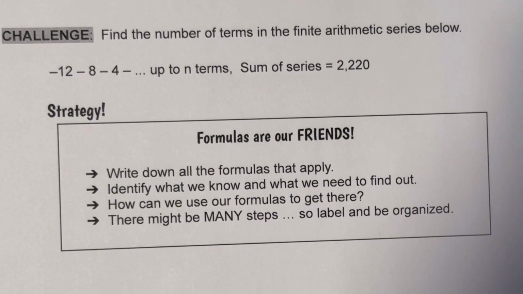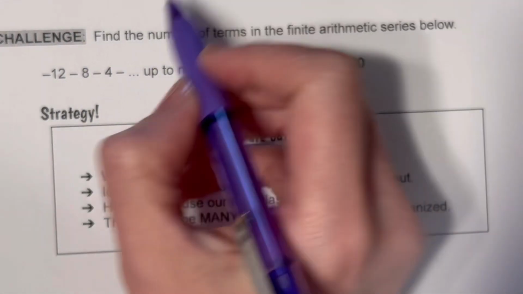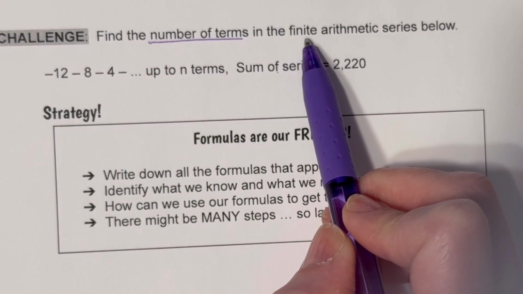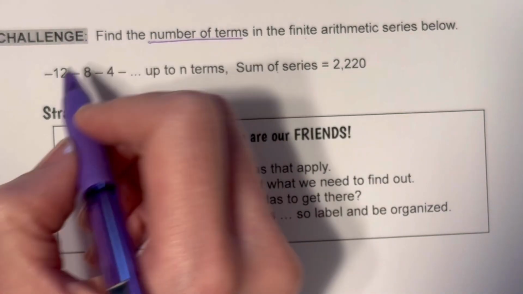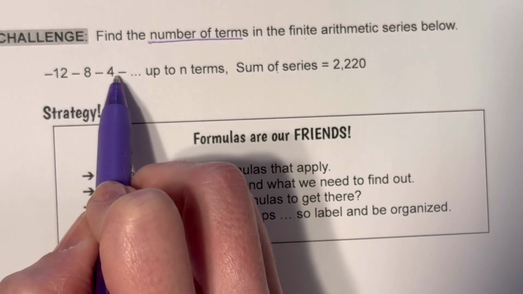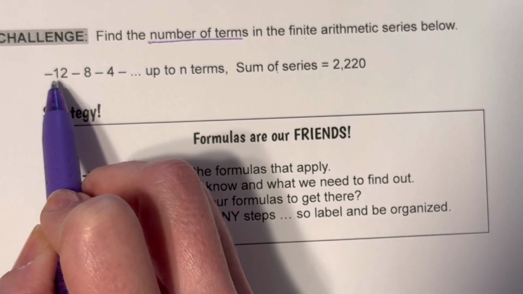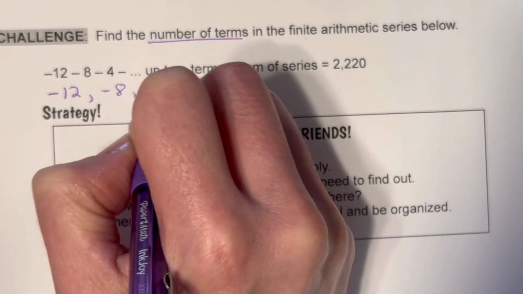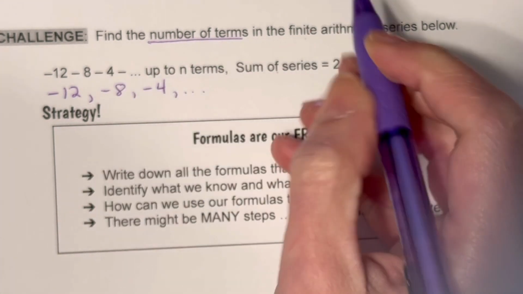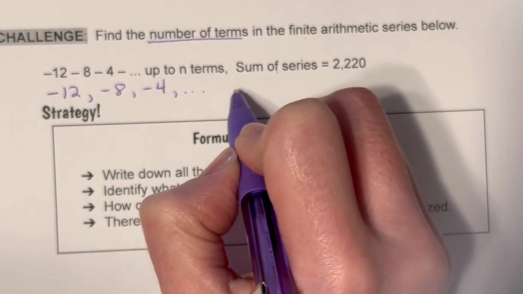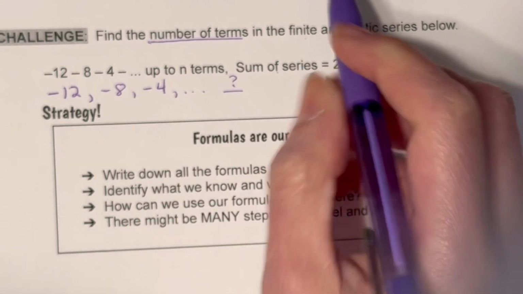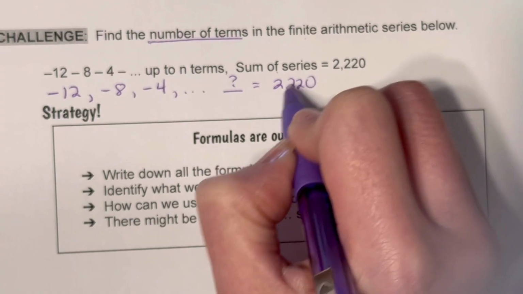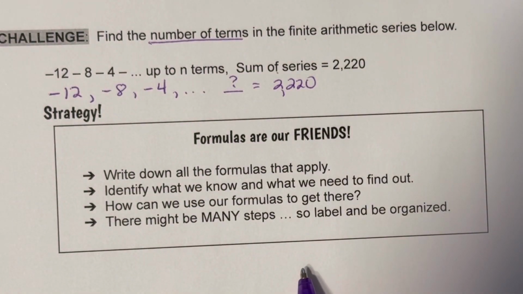Are you ready for a challenge? Here we go. Find the number of terms in the finite, which is very important, we know that it will end, arithmetic series below. Let's see. So they've already written it in series form, which means we're adding or subtracting them. But that means my first term is -12. My second term is -8, my third term is -4, so on and so forth, until I get to the end of my terms, which I don't know, but when I add them all up, I get 2,220. Ooh, how would I even go about this?